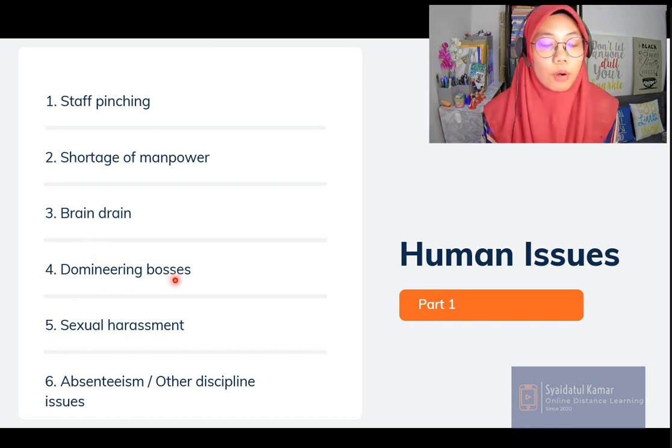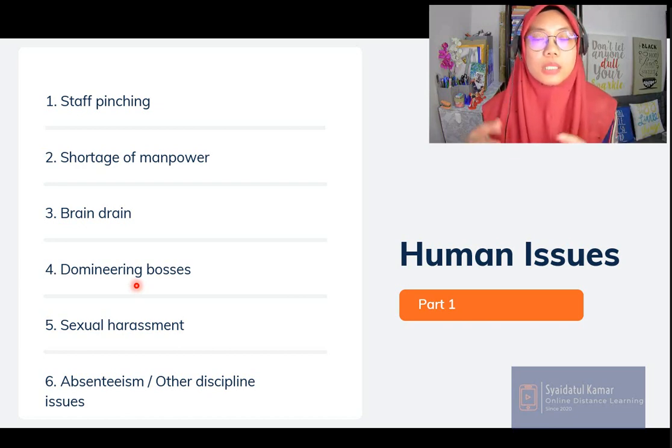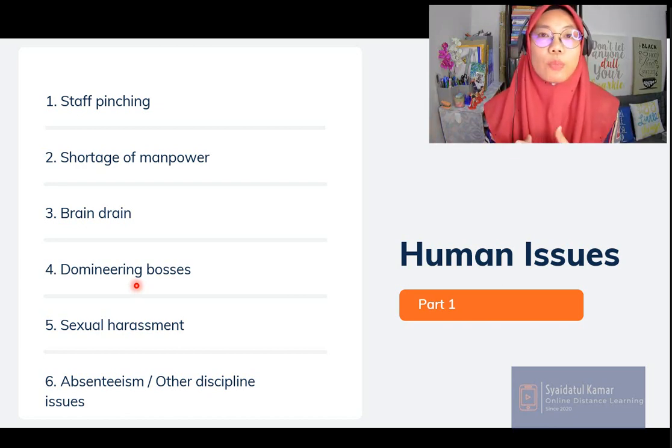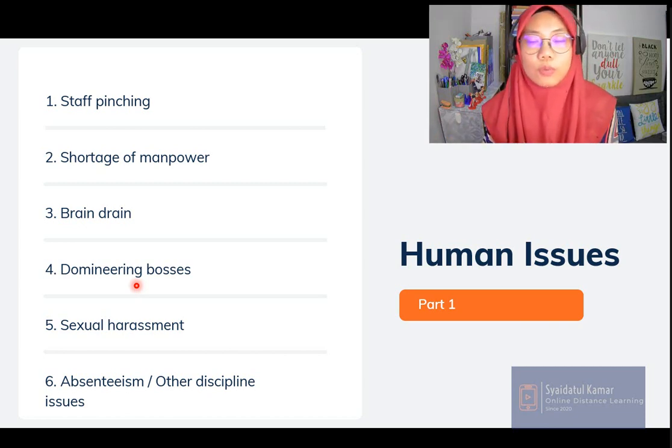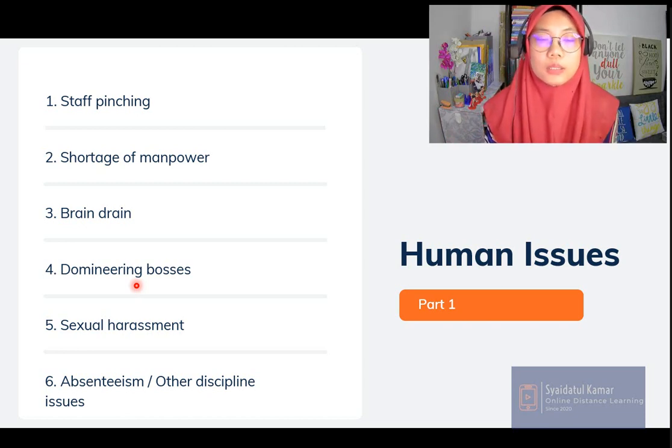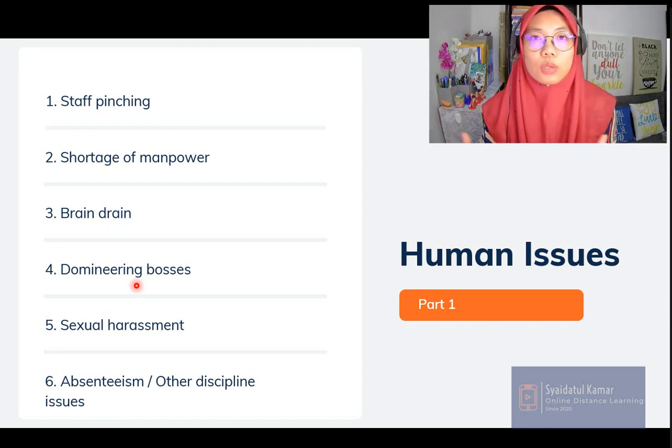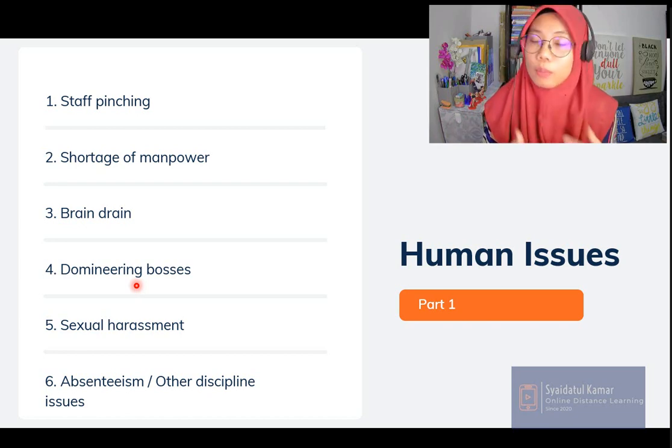Okay, so number 4 is domineering bosses. If you Google domineering bosses, you can see a lot of examples. A domineering boss can be one who is irrational, who cannot tolerate the staff, probably taking credit, or just likes to lash out at the staff, or asks you to do a lot of work and never thinks about how the staff feel, never asks for opinions from the other staff.